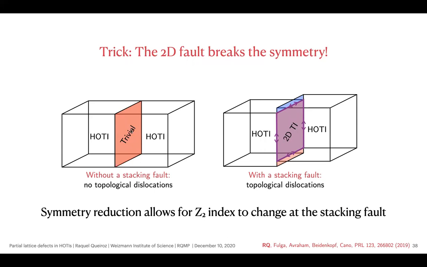If I were to break a higher order TI into two and glue it back, I could only glue it in a trivial way. But if I am a little bit smarter than that and I glue it with a mismatch that breaks the symmetry, in this case breaks the translation symmetry as we go across the fault, I can actually create a two-dimensional topological insulator there. And there can be many situations where this would naturally occur. So this symmetry reduction really allows you to change the topological index of that plane.